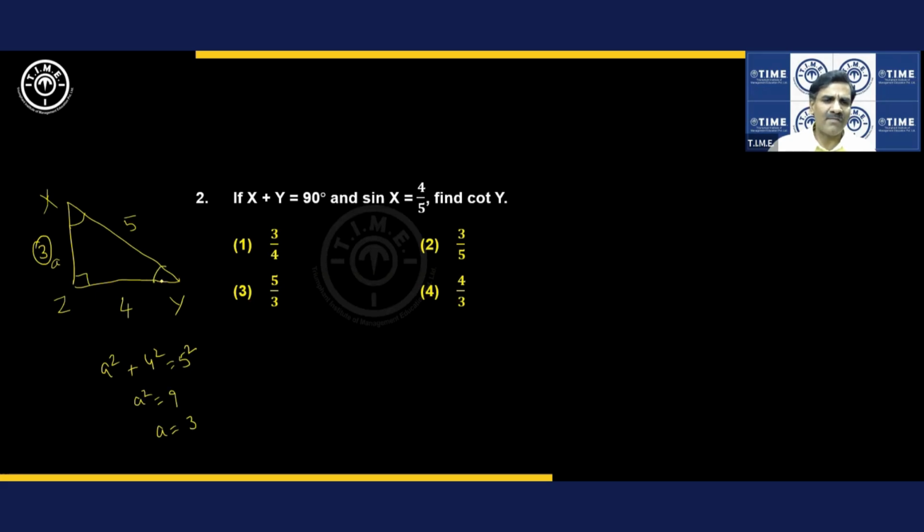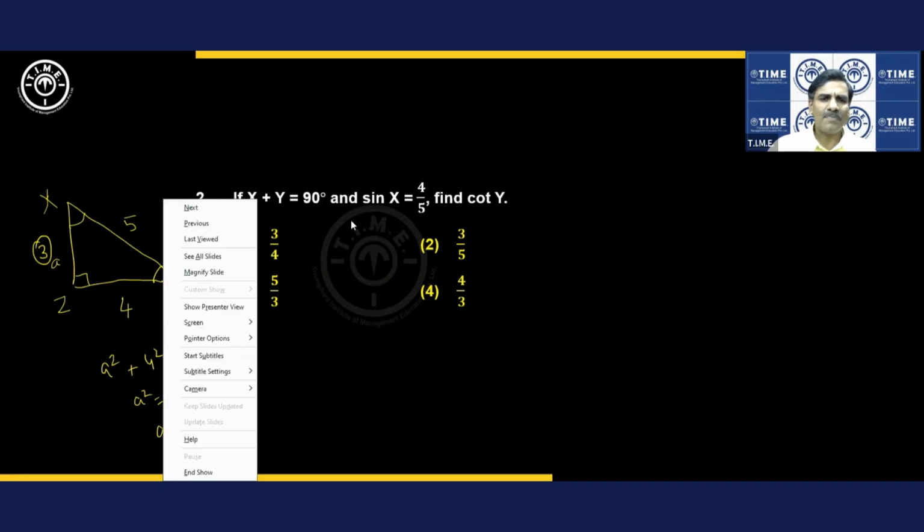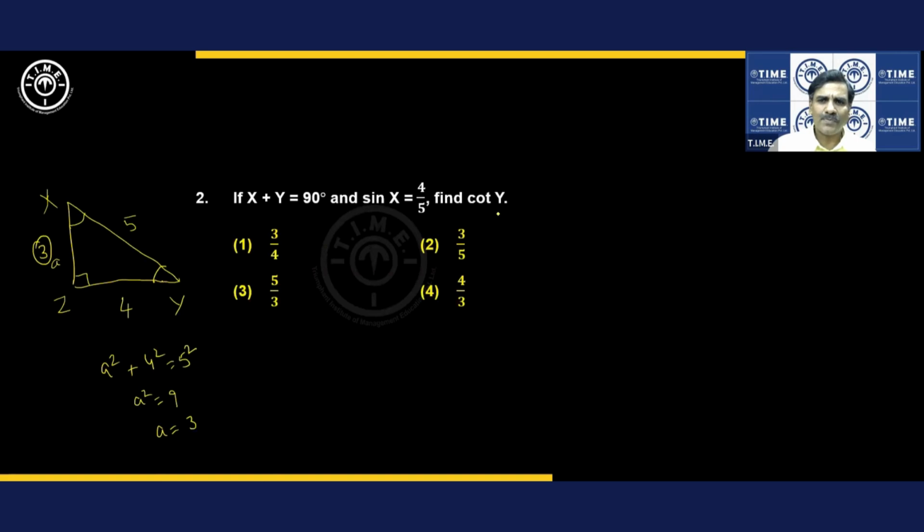Now we are interested in cot y. This is the angle y. Cot is nothing but adjacent by opposite. So the adjacent for y is 4 and the opposite is 3. So the answer for this question should be choice 4, right? This is based on trigonometry, a simple, straightforward calculation. Let's move on to the next question.